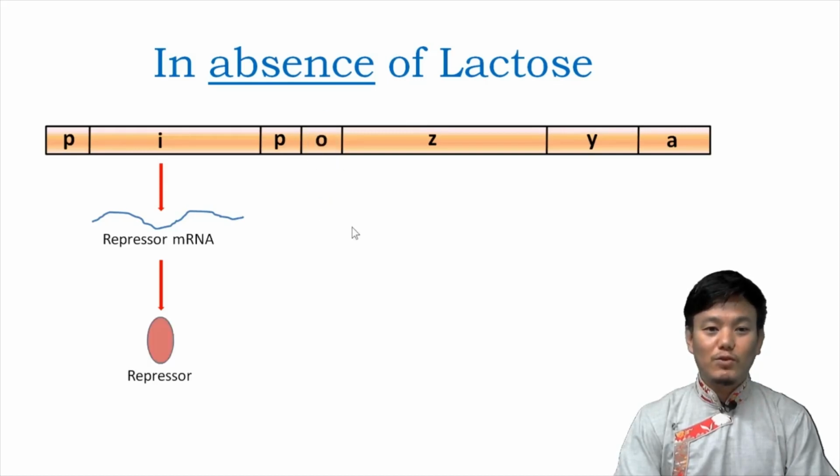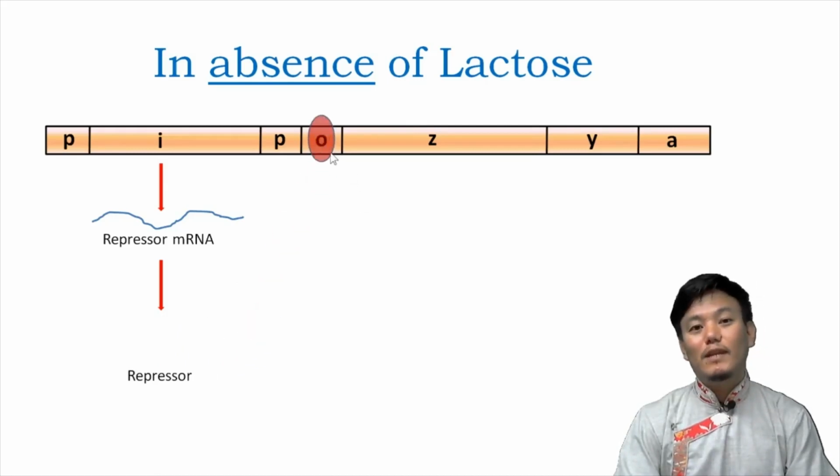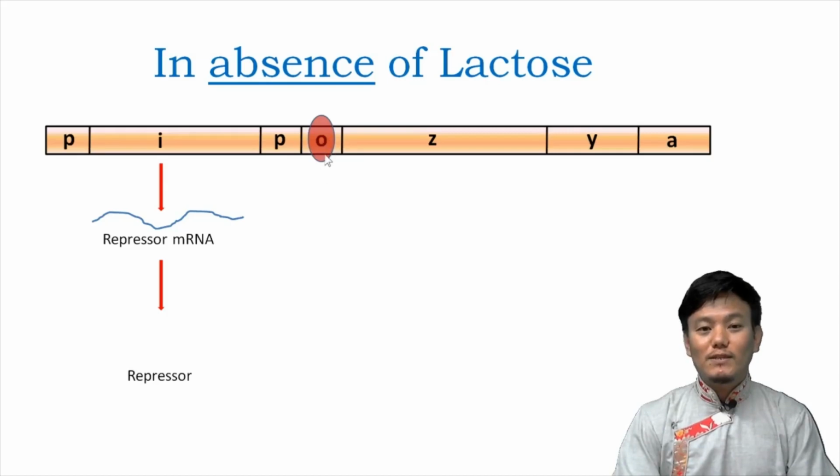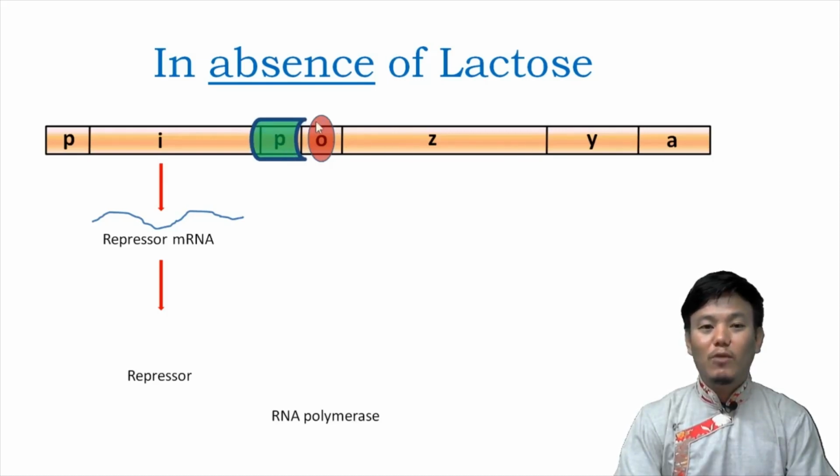So I will show it again. The repressor protein goes and binds to the operator region of the lac operon. When the repressor protein binds with the operator, the RNA polymerase, which binds to the promoter of the lac operon, cannot move in this direction because its way is blocked by the repressor protein. The presence of repressor protein over the operator region prevents the accessibility of this region to the RNA polymerase. Therefore, the genes Z, Y, and A are not expressed.